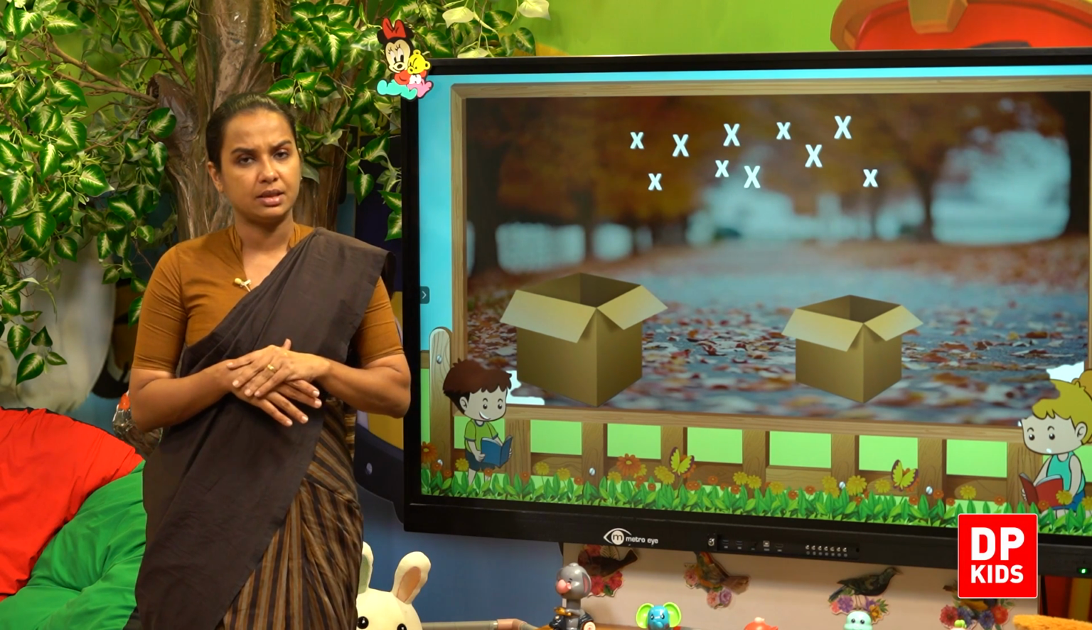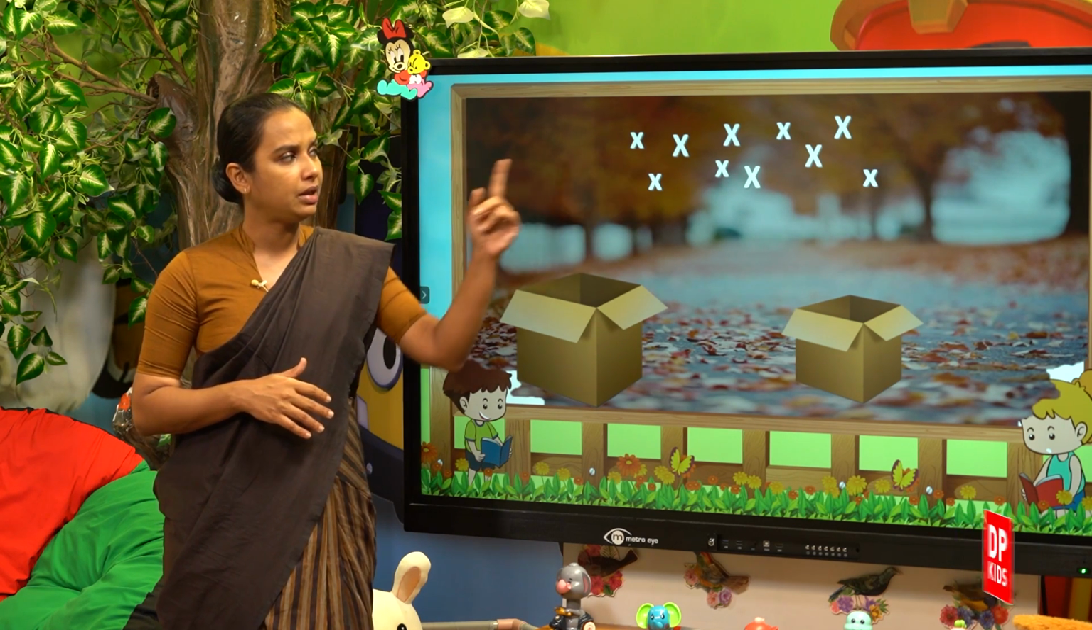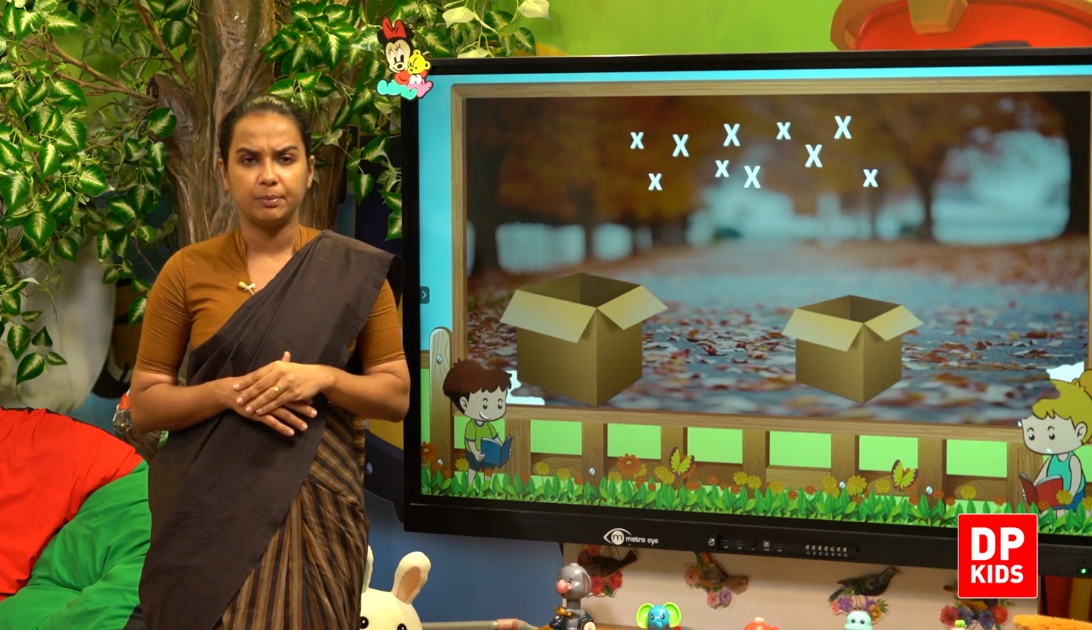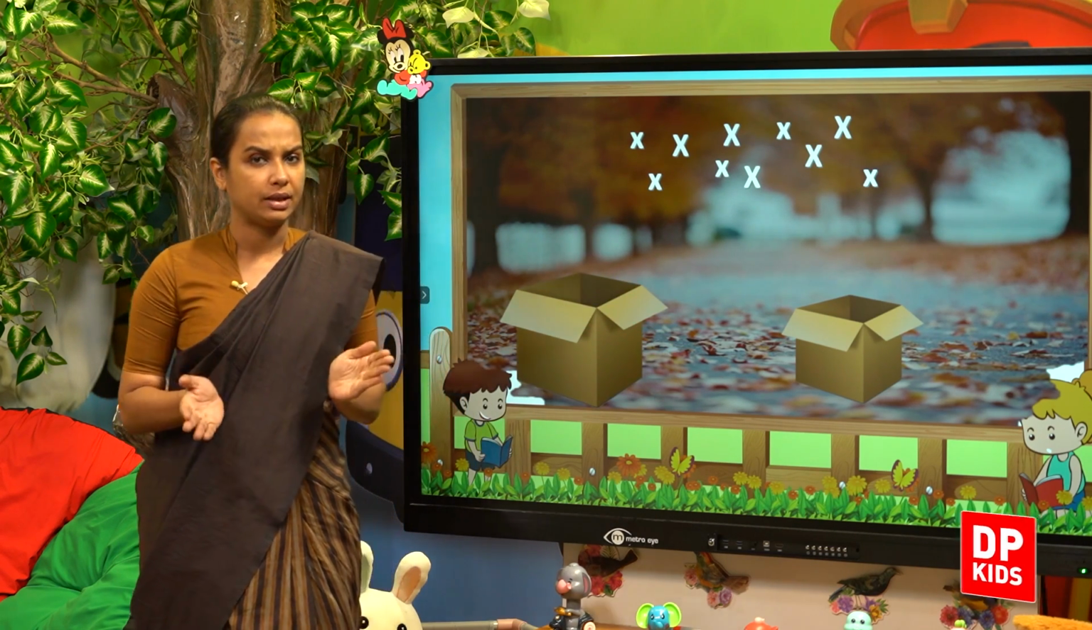So the capital letters and the simple letters of X are there. So you have to put the big letter, the capital letter, into the big box and the simple letter into the small box.